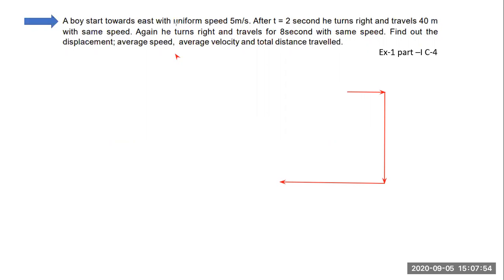So distance is very simple. You just keep on adding all this, and you get the distance. So this is 10 meter, and this is 40 meter, and this is also 40 meter. So 10, 40, 40, that will be 90 meter, the total distance.